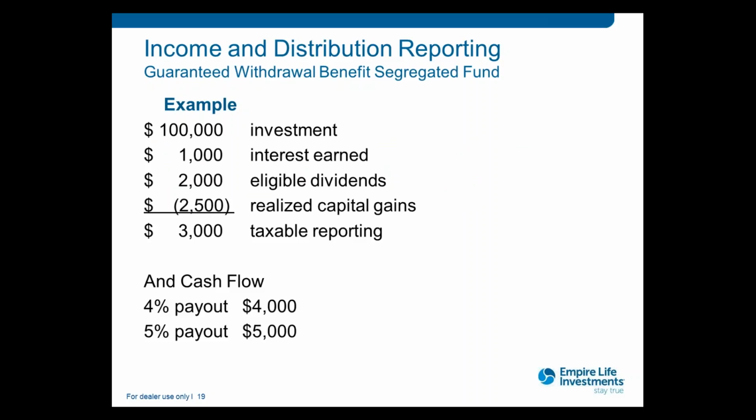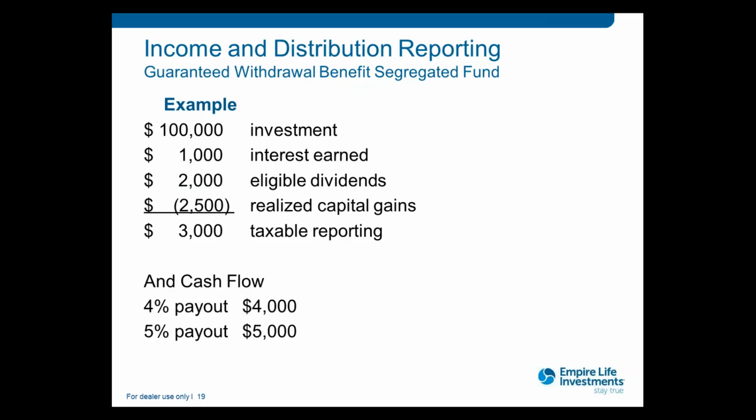Now what happens if you're looking at a guaranteed withdrawal benefit segregated fund? In this particular situation, you've got that same $100,000 investment that's earned $1,000 of interest, it's earned $2,000 of eligible dividends, but there's actually been a $2,500 capital loss. So it's in brackets there because the realized capital gain really is a capital loss. So they're going to have tax reporting there of $3,000.